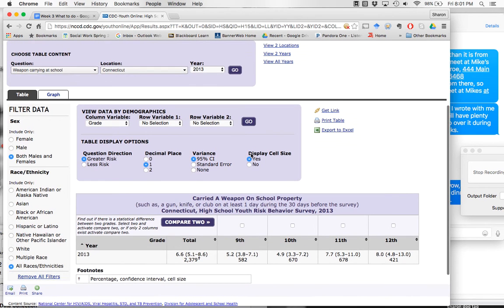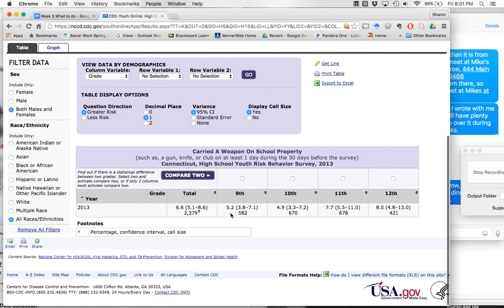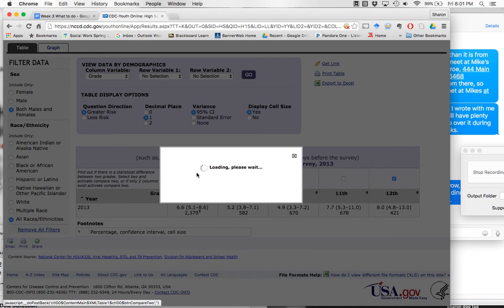Let's see. So this is Connecticut. And so ninth graders, 5.2% of them reported carrying a weapon. 10th graders, 4.9. 11th graders, 7.7. And 12th graders, 8%. So let's see if there's a difference between 9th and 12th graders. We're going to compare the two.